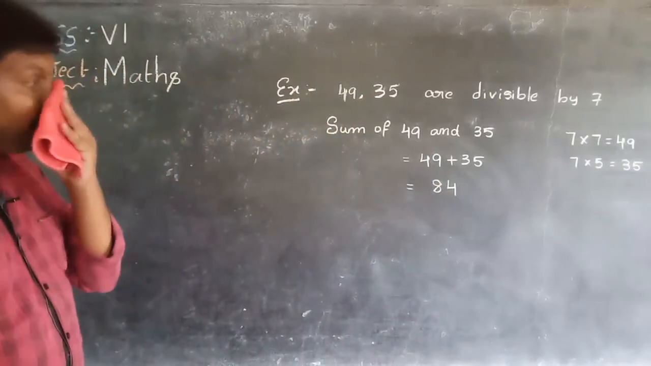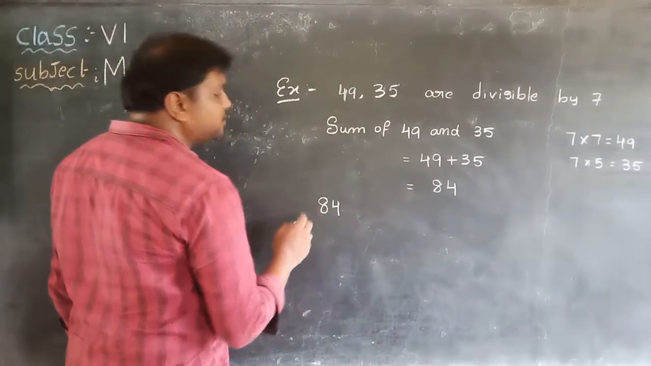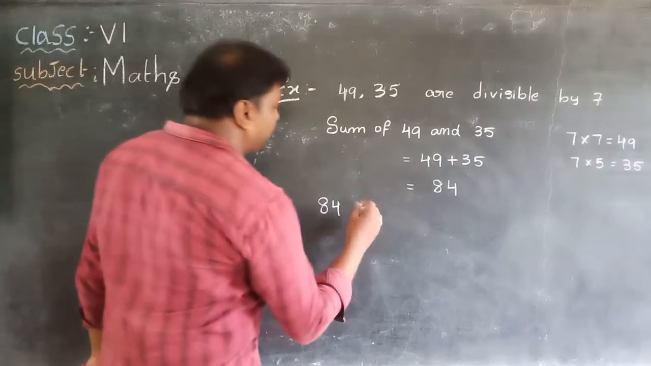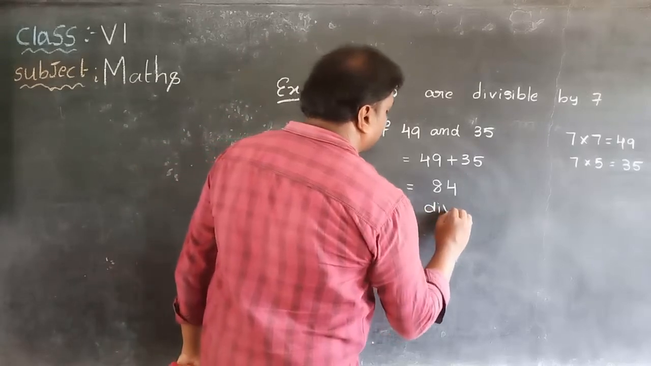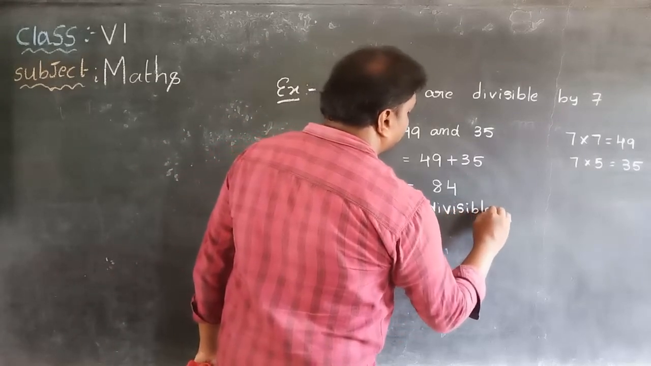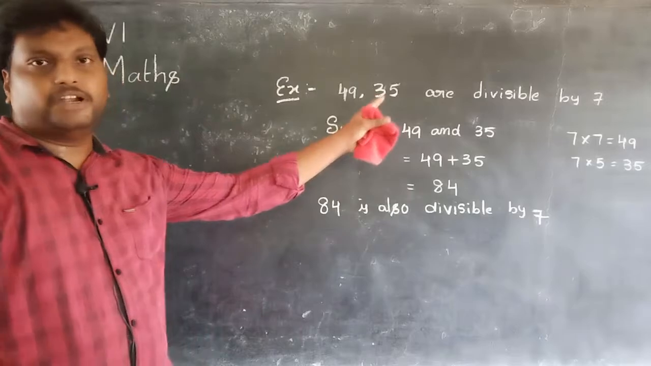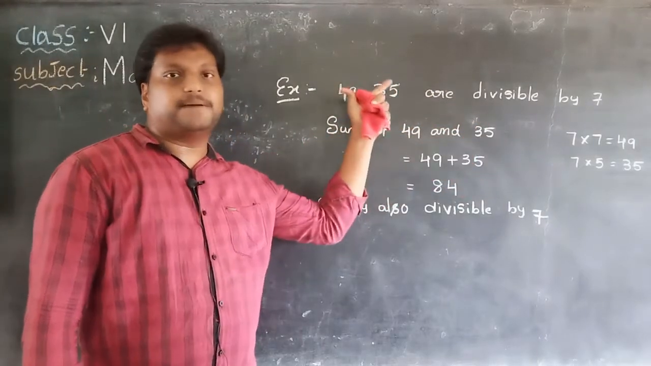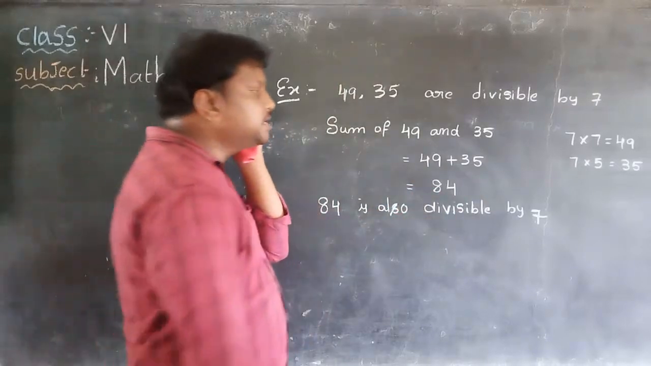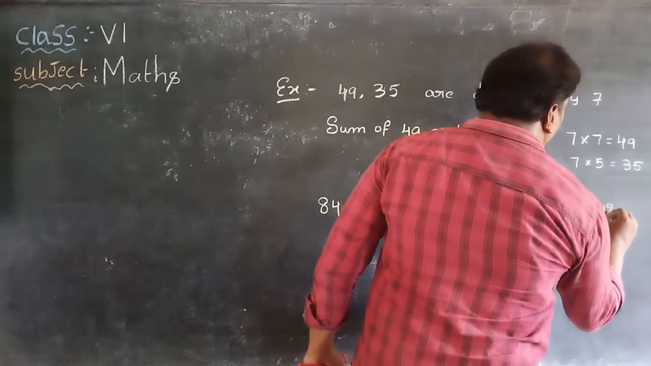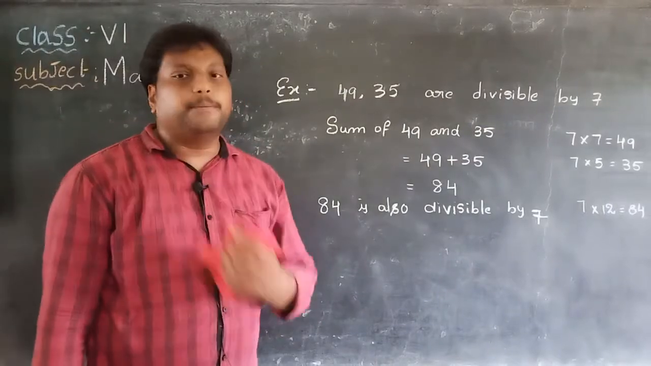Is 84 divisible by 7 or not? We'll check. Yes. Why? Because 7 twelves are 84. 84 is also divisible by 7. See, 49 and 35 are divisible by 7. Their sum, the sum of 49 and 35, is 84. 84 is also divisible by 7. Why? Because 7 twelves are 84. This is rule number 3.